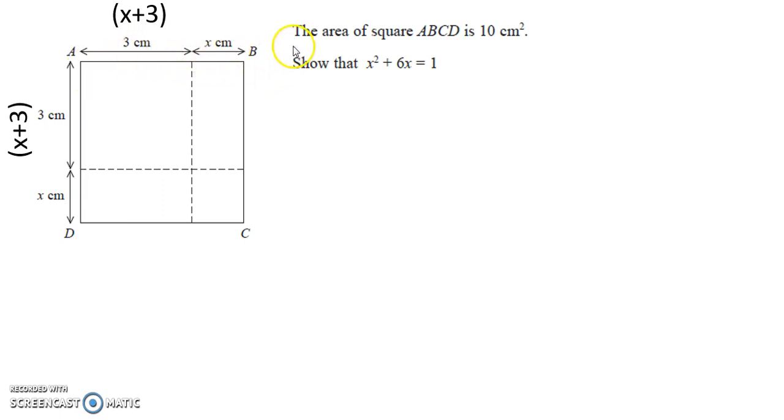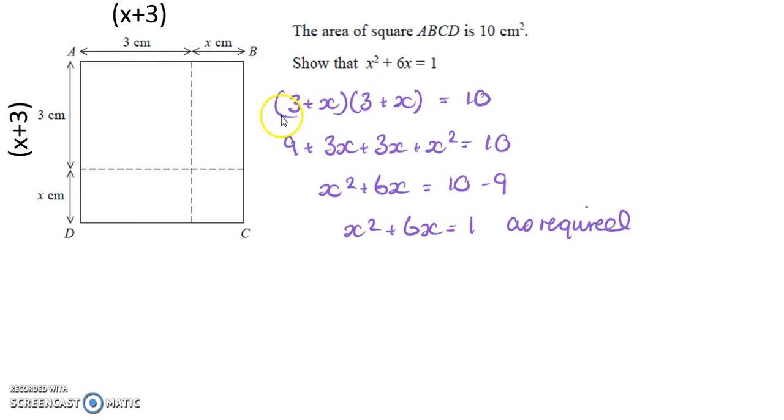So working out the area, we need to times these two brackets together because that's how we work out the area of a square. We times the two sides together. Here's the worked solution, and you can see I've started by putting my two brackets next to each other to multiply them together. I've also put it equal to 10 because the two sides multiplied together will work out the area, and it says the area is 10. So when I work this out, it must be equal to 10 because that's what it's telling me in the question. And then I've gone on to multiply these out.